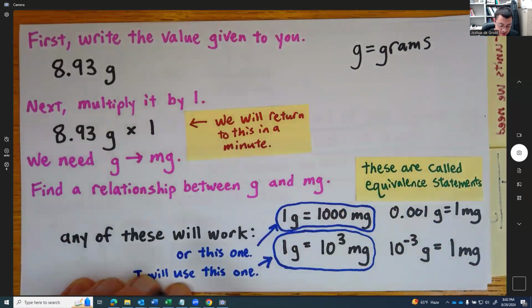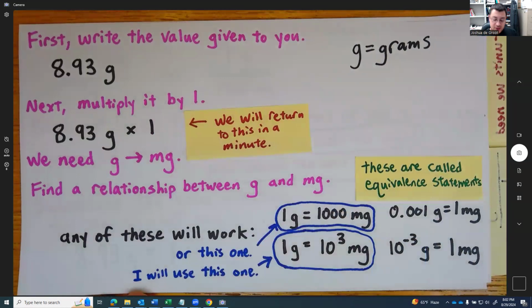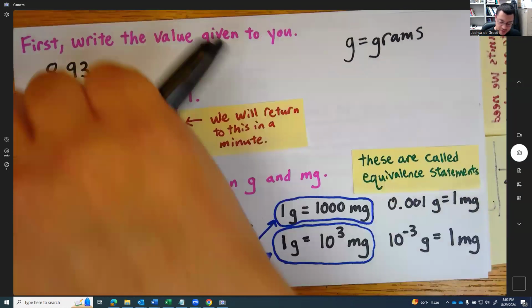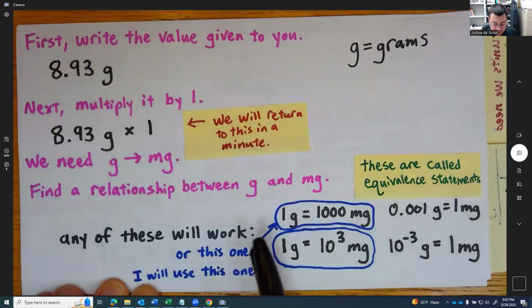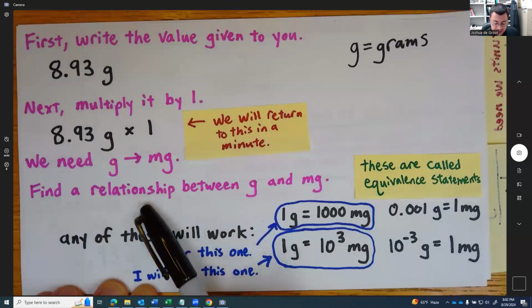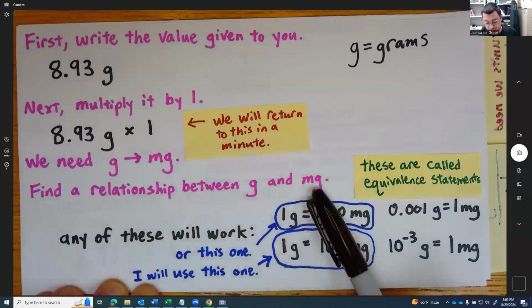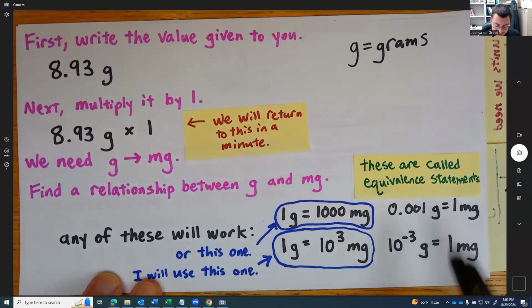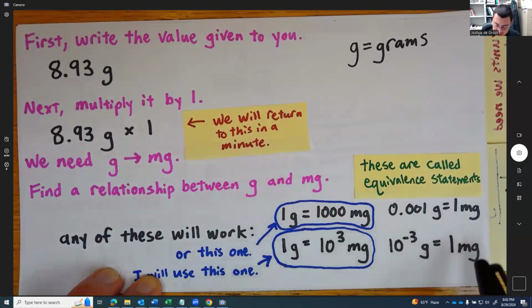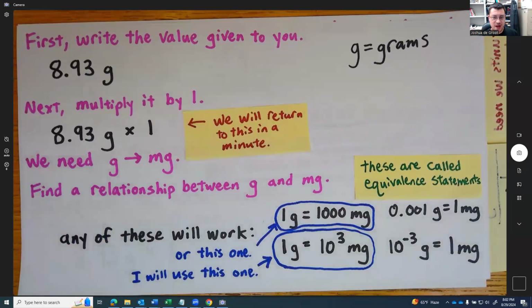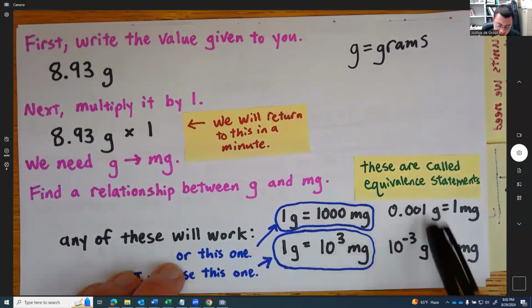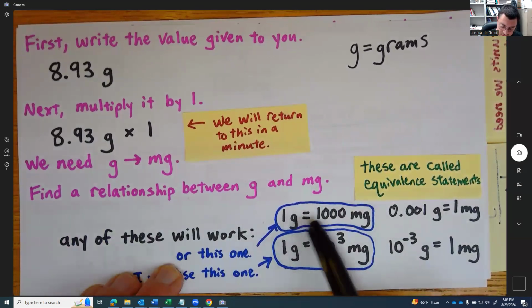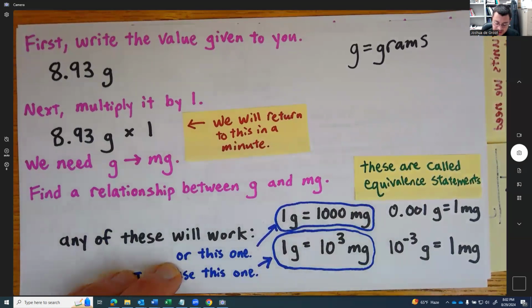Now let's remind ourselves we need to go from grams to milligrams. We'll put this in the back of our mind on the back burner. We want to find a relationship that relates grams to milligrams. This is what we need to do. I came up with 4 examples. Any of these will work. We could even maybe come up with fractional examples, but I just want to keep it on the simple side. I'll read off each of these 4 options. 1 gram is equal to 1,000 milligrams. This we know to be true.